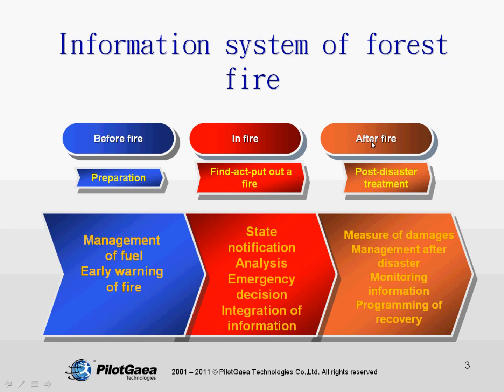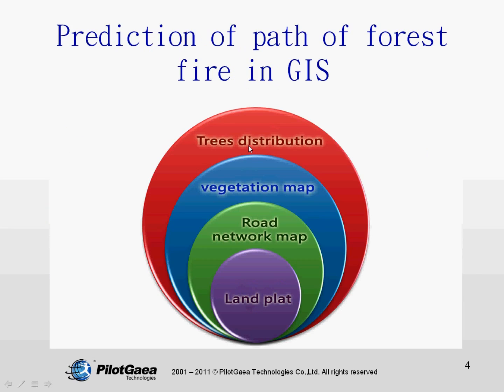The system mainly does some applications on the emergency decision and integration of information in fire. In the prediction of the path of a forest fire, some data is needed beforehand, including land plate, road network map, vegetation map, and tree distribution.